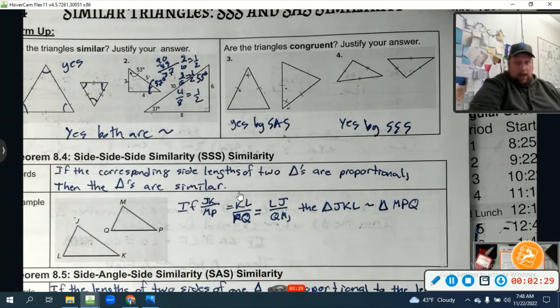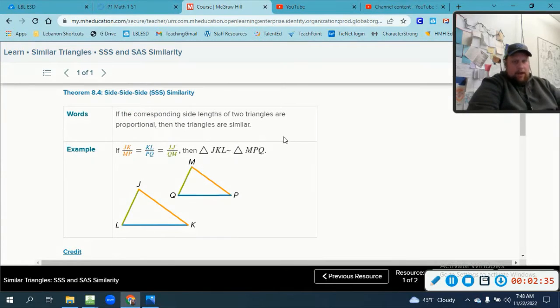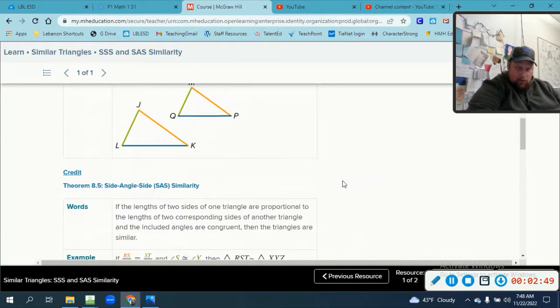Go ahead and write down, in fact, I'll give you the full version, right? It looks a little bit prettier over here. If the corresponding side lengths of two triangles are proportional, then the triangles are similar. In other words, if sides are proportional, then triangle JKL is similar to triangle NPQ. Pause this, write it down. I'm moving on to the next one.